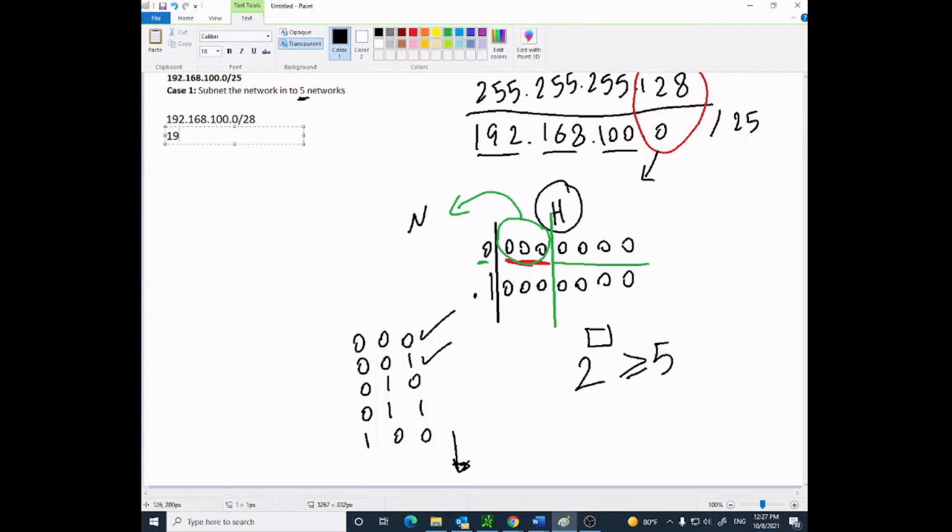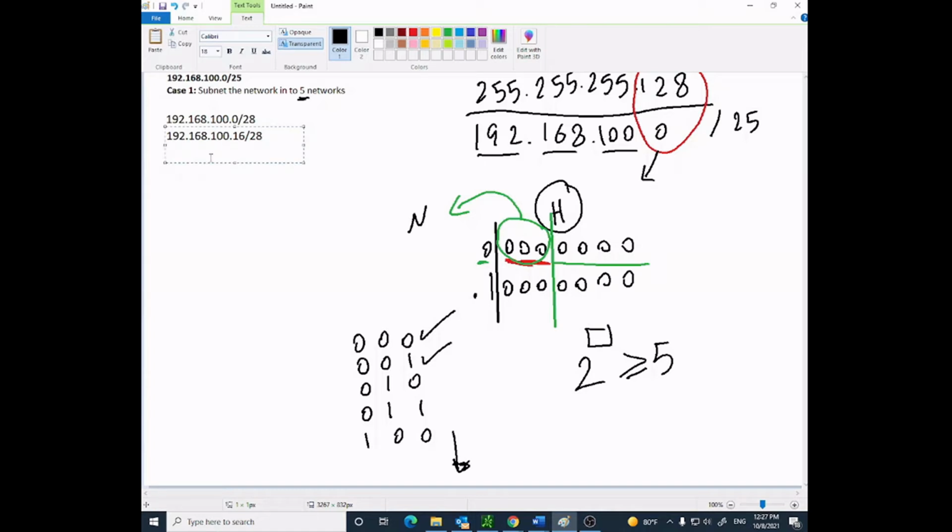So I'm going to have 192.168.100. Now remember here, I'm replacing that 000 with 001, and that basically will make it 16, backslash 28.